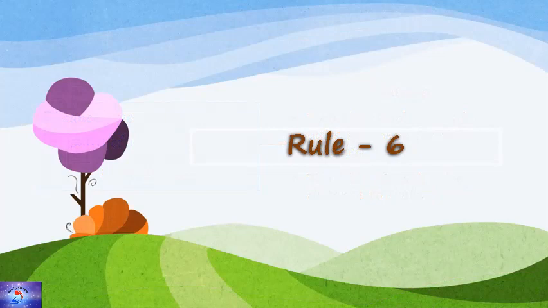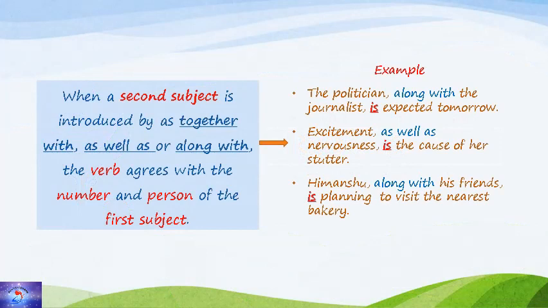Now let us see rule 6. When a second subject is introduced by as together with, as well as, or along with, the verb agrees with the number and person of the first subject. Let us see the example. The politician, along with the journalist, is expected tomorrow. Excitement as well as nervousness is the cause of her stutter. Himanshu, along with his friends, is planning to visit the nearest bakery.